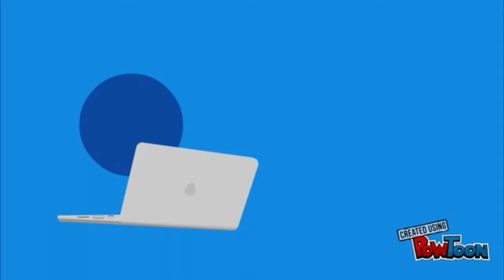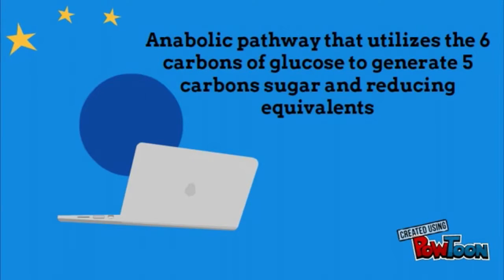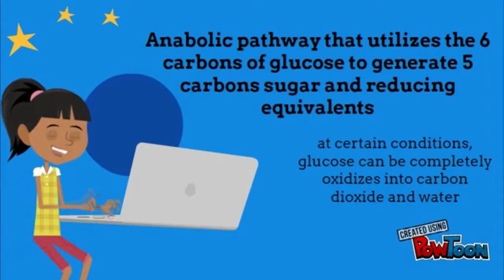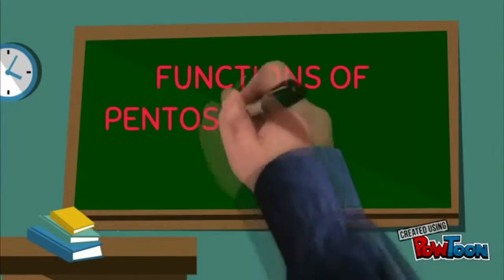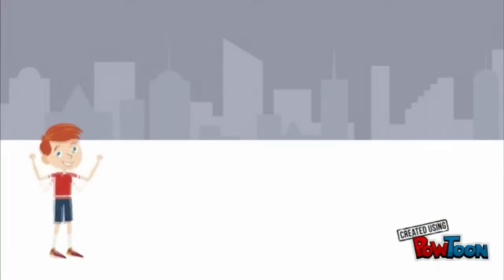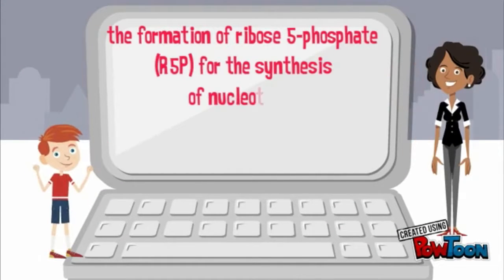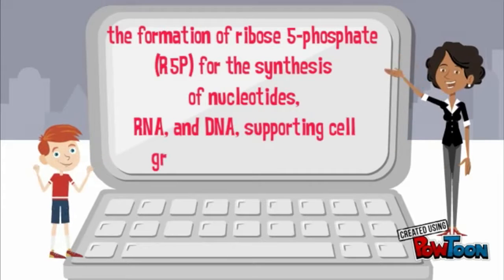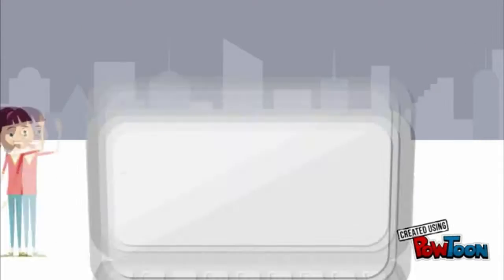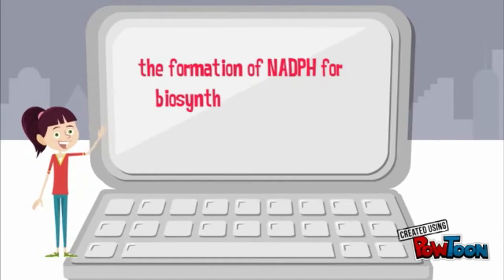So basically, the pentose phosphate pathway is an anabolic pathway that utilizes the 6 carbons of glucose to generate 5-carbon sugar and reducing equivalents. And under certain conditions, glucose can be completely oxidized into carbon dioxide and water. Now, let's take a look at the functions of the pentose phosphate pathway. The first one is the formation of ribose 5-phosphate, R5P, for the synthesis of nucleotides, RNA and DNA, supporting cell growth and proliferation. Next, the formation of NADPH is for biosynthetic reactions.